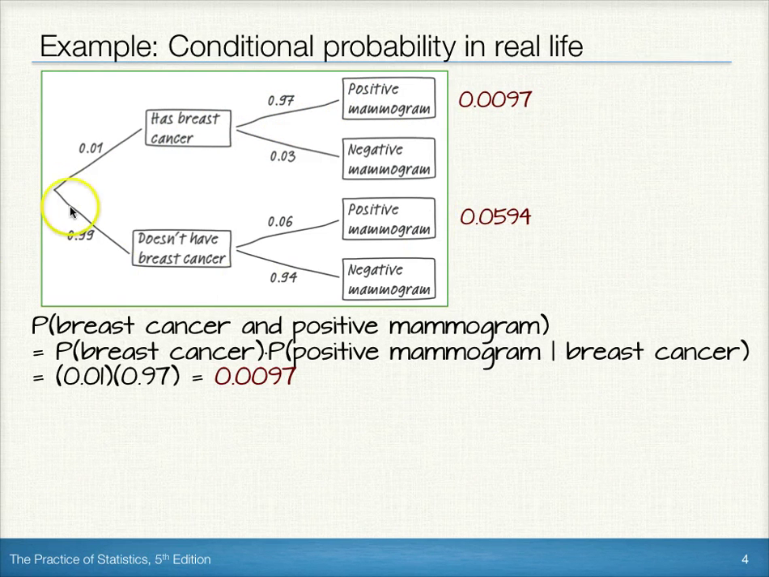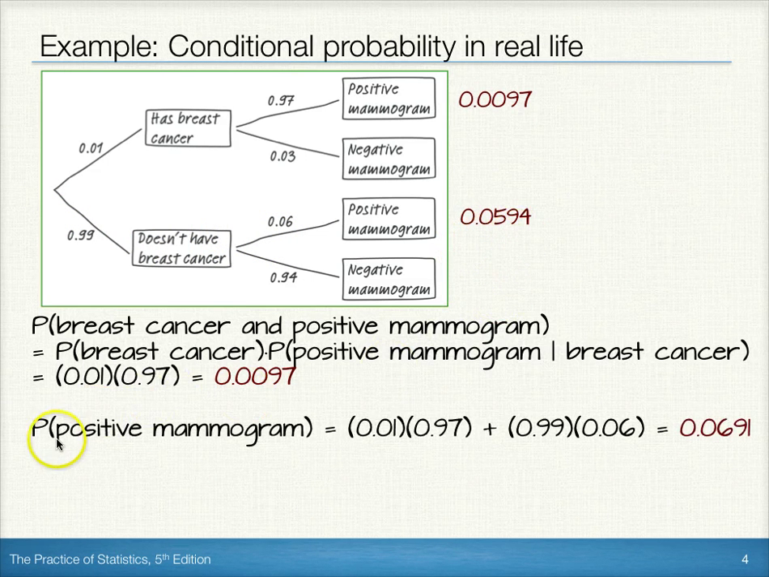We can follow a similar method by finding the probability you end up with a positive mammogram given you don't have breast cancer by multiplying 0.99 times 0.06 to give us 0.0594. So the probability that you end up with a positive mammogram is found by adding those two disjoint paths throughout the tree diagram. 0.0097 plus 0.0594 gives us 0.0691. So the probability you'll test positive regardless of whether or not you have breast cancer overall is 0.0691.